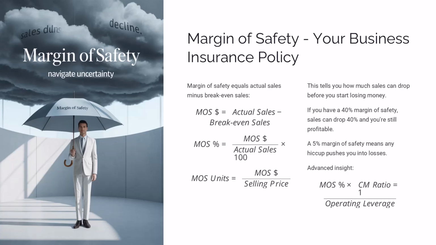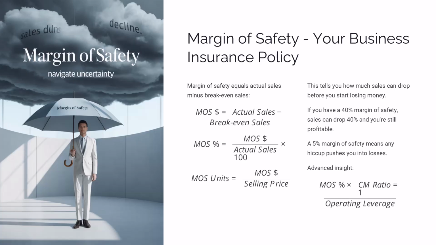Here's the insight that will absolutely be on your exam: MOS percent times CM ratio equals 1 divided by operating leverage, a mathematical relationship that reveals deep truths about business risk and reward that most students never grasp, but that separates great analysts from average ones.